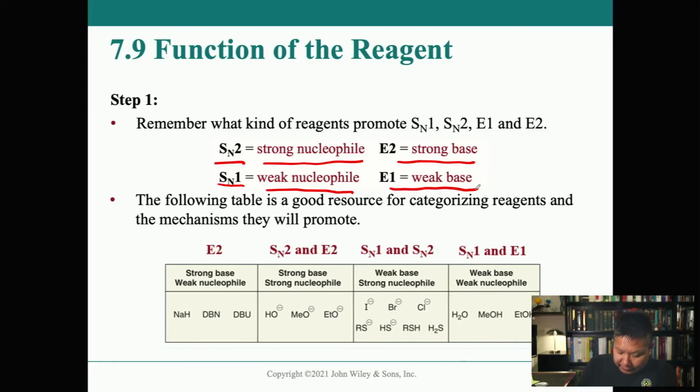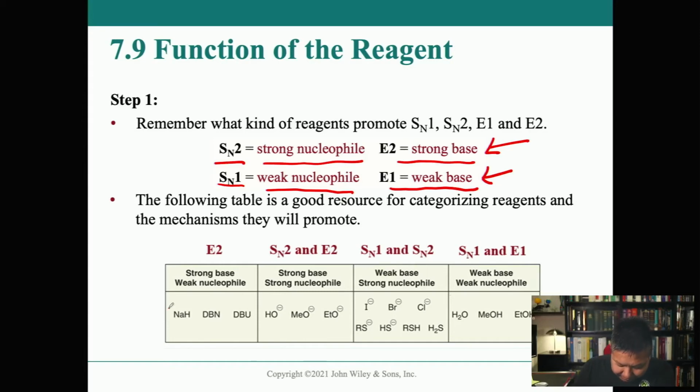Because in both of these down here, the ionization occurs before there's an attack. And so it doesn't need to be a strong nucleophile because the leaving group already left. Whereas up here for the SN2 and E2, they've got to be strong in whatever they're doing, because the leaving group is still there. You've got to kick the leaving group off. So the following table is a good resource for categorizing reagents and the mechanisms that they will promote.